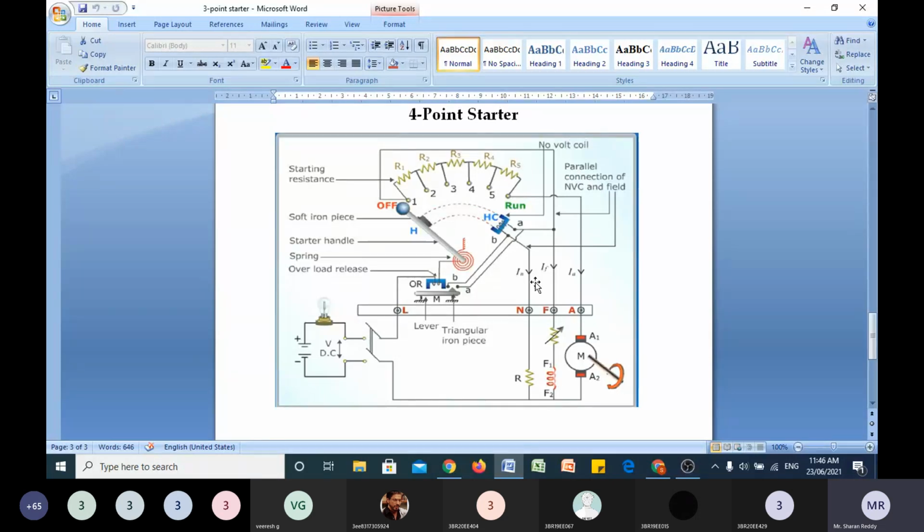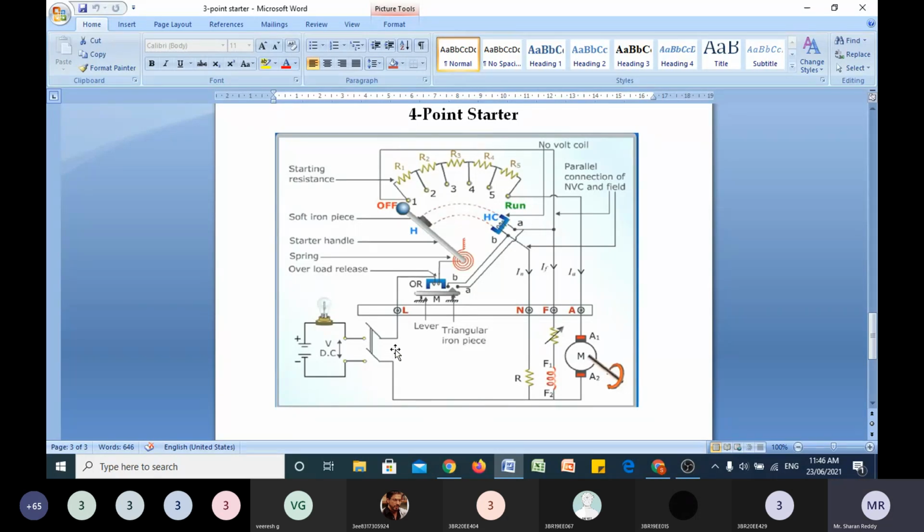But compared to the previous case, here it is safe. Earlier the field current was flowing through only one path. Now there are two paths for the field current. So whenever the flux decreases, this will not get affected. There is another path for the current to flow back to the source.